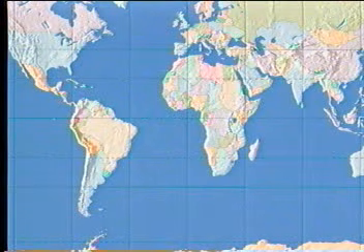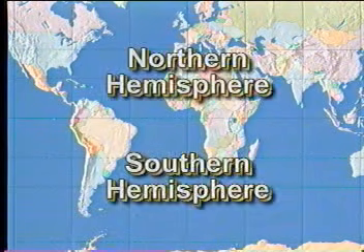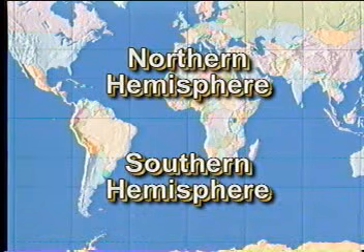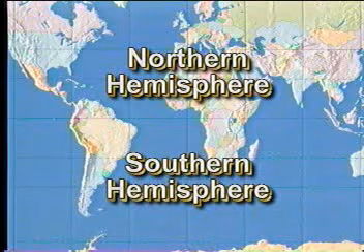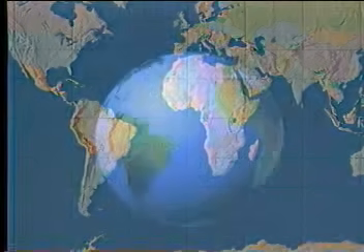The equator divides the northern hemisphere and the southern hemisphere. The word hemisphere comes from a Greek word that means half a sphere or half a globe. Any great circle that goes around the Earth can be used to divide the globe into hemispheres or halves.